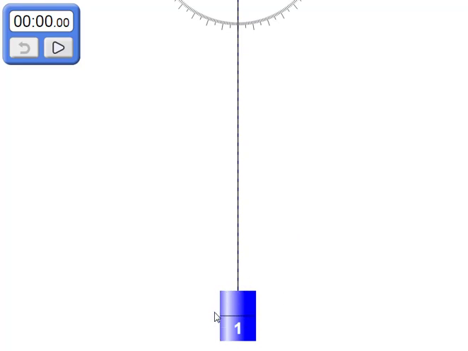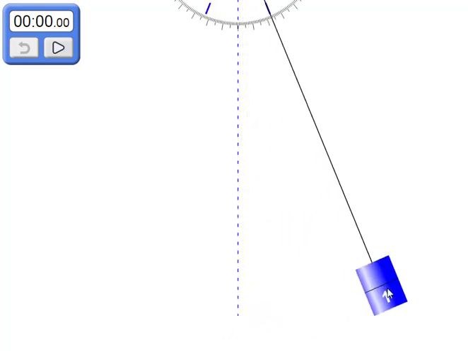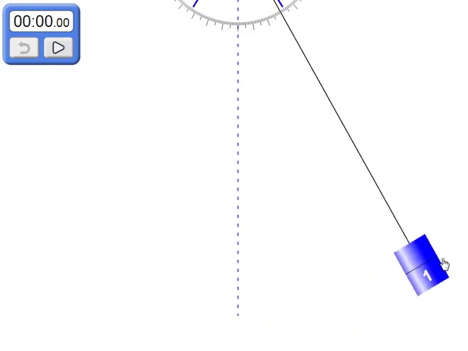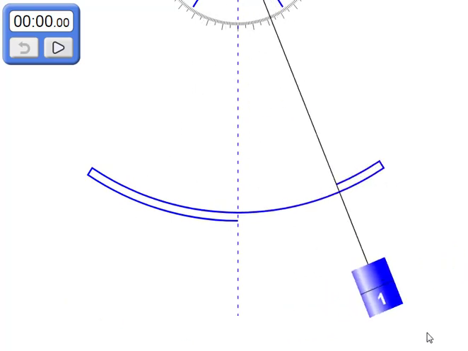Our pendulum is at equilibrium position right now. It's not moving, and this position is called resting position, mean position, or equilibrium position. If I displace it from its resting position, it will start to vibrate to and fro about its mean position.